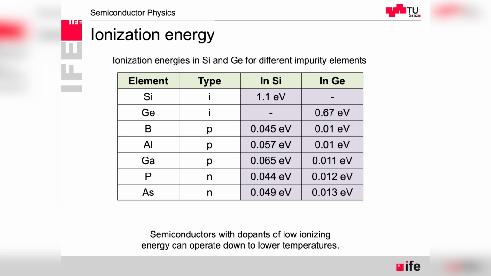And so this is for reference. You can see that it's much, much smaller than the band gap. So if we have the forbidden energy band, which is 1.1 for silicon, then this donor level or acceptor level in silicon is really very close to the conduction or valence band in comparison.